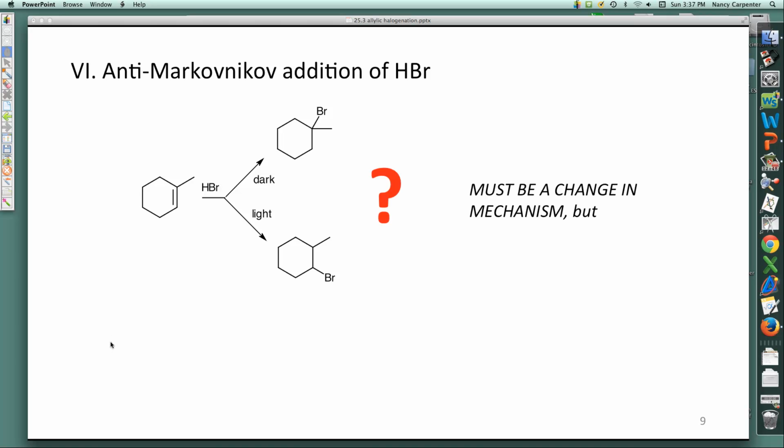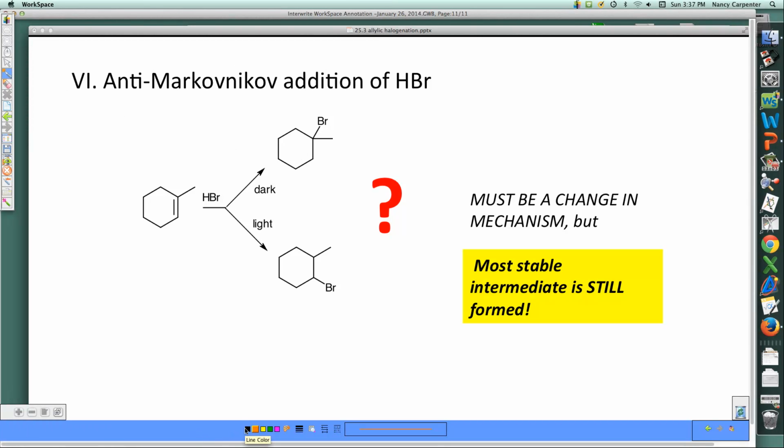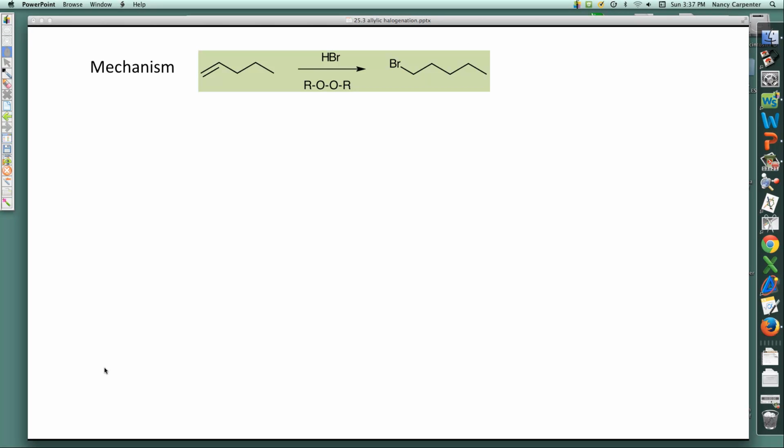So, when you get that kind of oddball result, you've got to think it's got to be a change in mechanism. But take heart, even though we're going from a polar mechanism with our regular HBr addition, and by polar I mean carbocation intermediate, in this new mechanism where we have a radical intermediate, it's still following the rules. The most stable intermediate is always the one that is formed. So, what's the mechanism here?